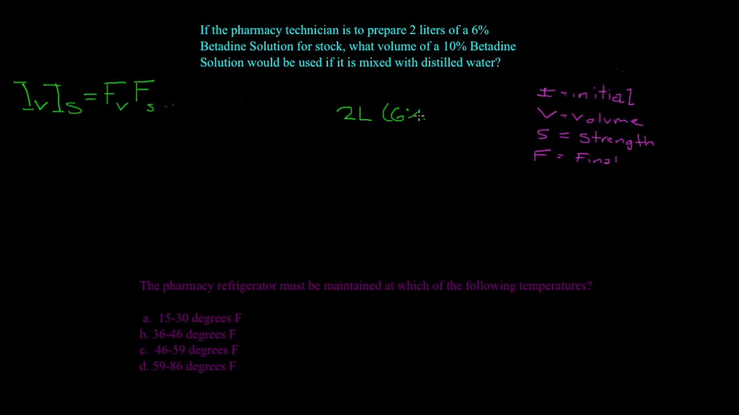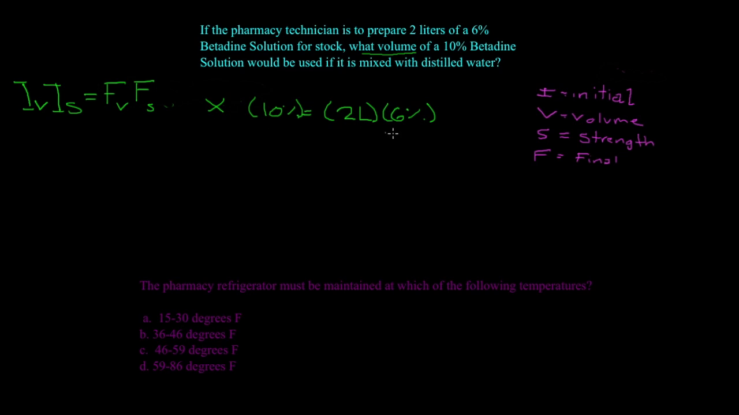And let's go ahead and put these in parentheses. All right, so the question is, what volume would be used if it is mixed with distilled water? So they want to know what volume is to be used if 10% betadine is used. So you have the initial strength. The initial strength is going to be 10%, and you want to know X.